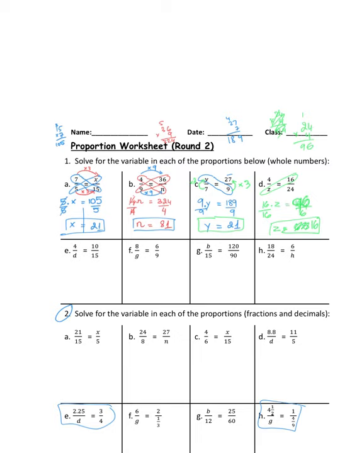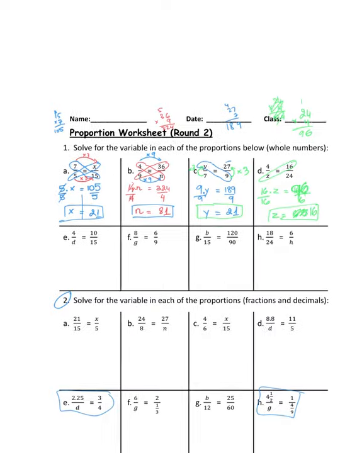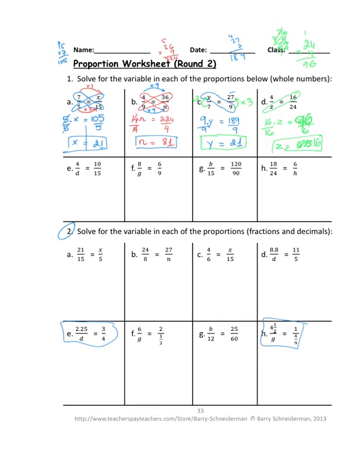I feel like you can do E, F, G, and H. And I may do 2 more with you, and then you're gonna finish this worksheet on your own, okay? I'm gonna do E, F, and H.